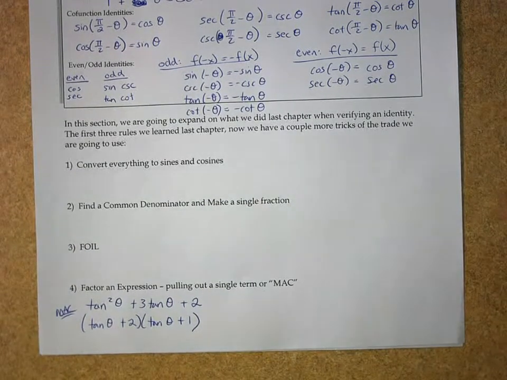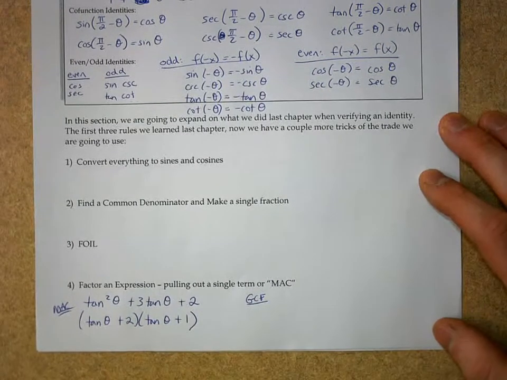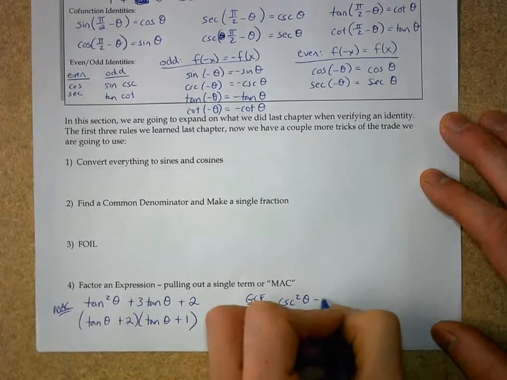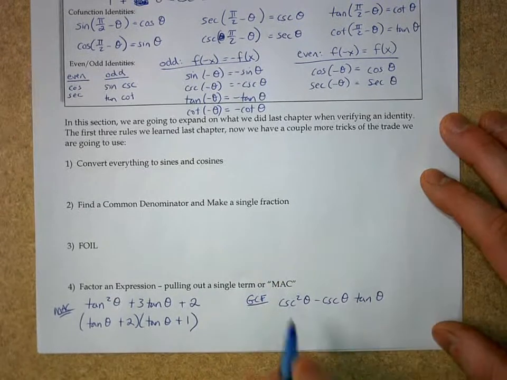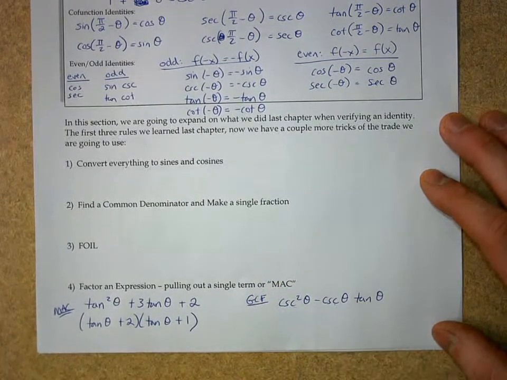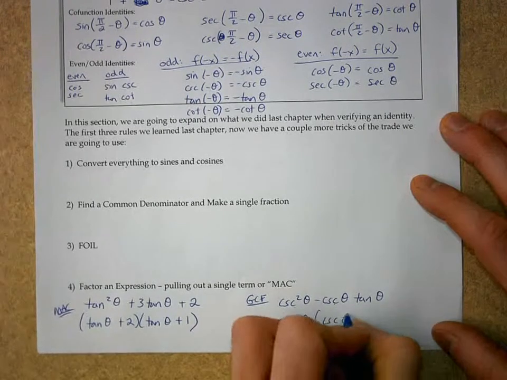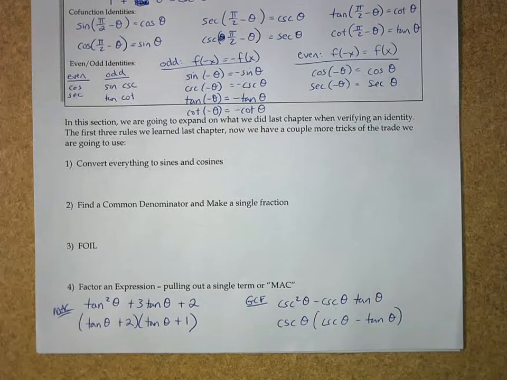We could also factor an expression using a greatest common factor. And an example of that would be, let's say I have the cosecant squared of theta minus the cosecant of theta tangent of theta. I've got a common cosecant in both pieces, so this expression can be rewritten as the cosecant of theta factored out times the quantity cosecant of theta minus the tangent of theta.